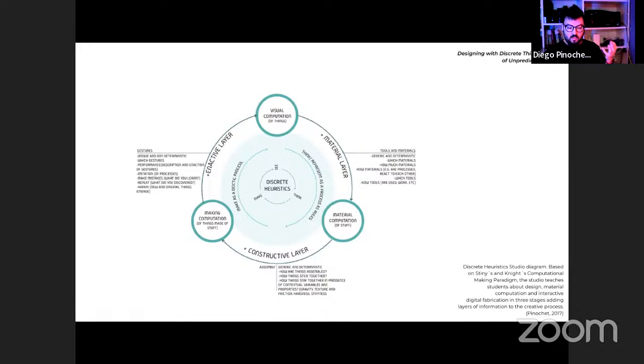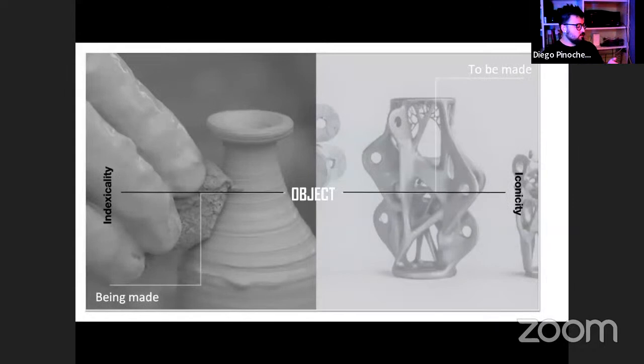And again, I think it's very good that I came after those previous presentations, because that component was there as well, right? This idea of errors, for example, or mistakes, or things that are unpredictable when you're designing with materials and also with technology. So what you see here is a framework that I apply with my students, with the idea of how, for example, an object, a thing that is being designed, responds to some sort of indexicality instead of iconicity, right?